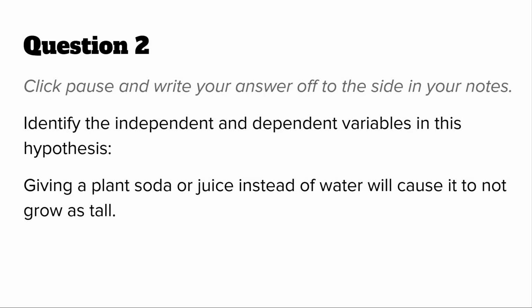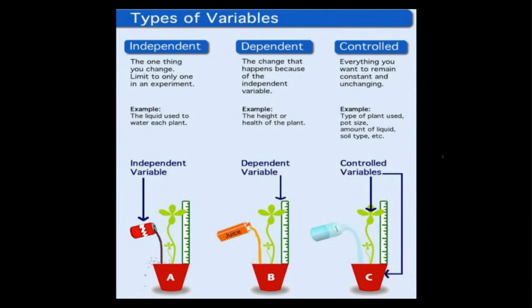Here's an example hypothesis. I want you to answer just which part of this do you think is the independent variable? What do you think is the dependent variable? You don't necessarily have to like circle them or anything. You can just say independent, blah, blah, blah, dependent, blah, blah, blah in your notes. Here's the example answer here.